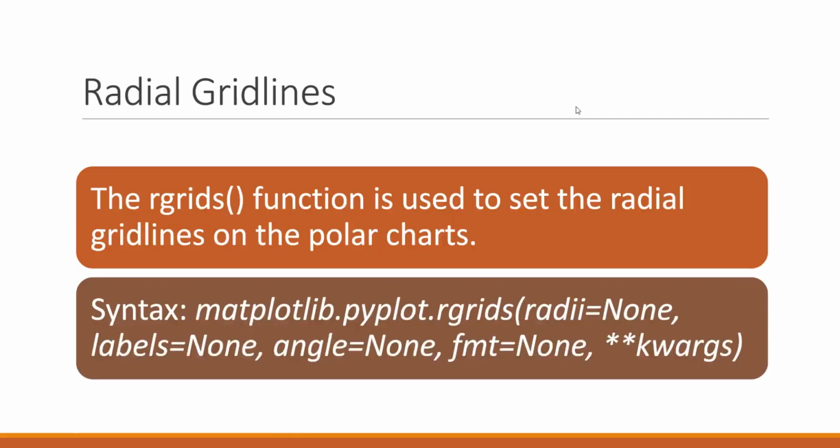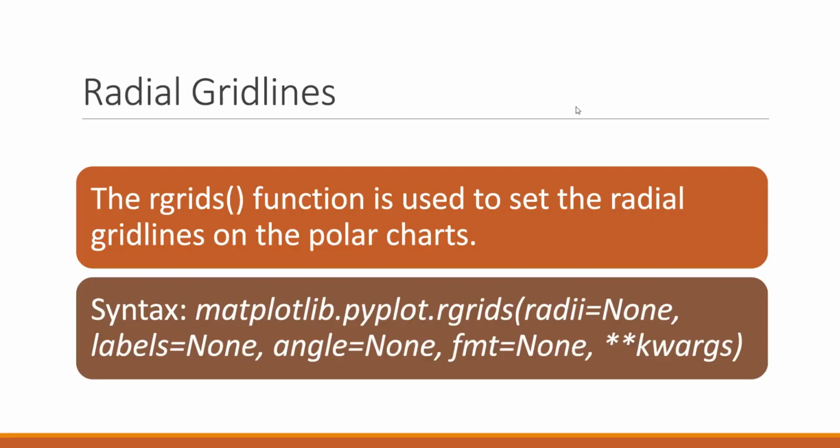Since you have seen in earlier plots that we use the grid function to draw the grid lines in the Cartesian system, now it's time to learn how we can set or draw the grid lines in a polar chart. For this we have two kinds of grid lines, the radial grid lines and the angular grid lines. And to set the radial grids we use the rgrids function.